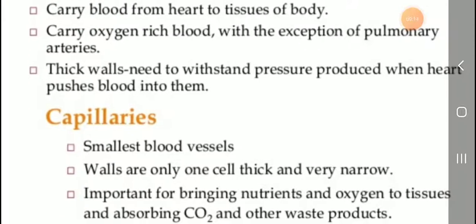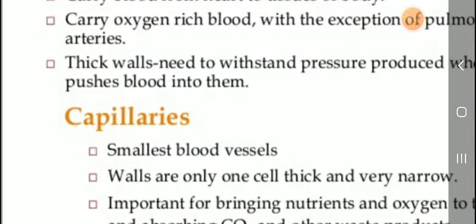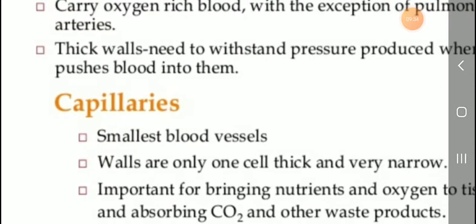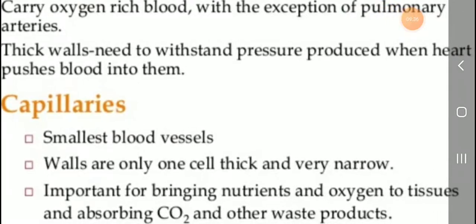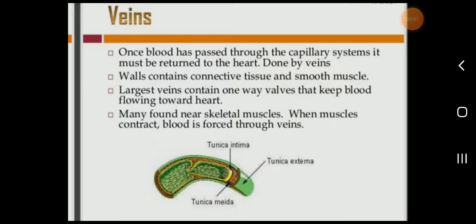Then capillaries. What is meant by capillaries? The smallest blood vessels, that is capillaries. The walls are only one cell thick and very narrow. Important for bringing nutrients and oxygen to tissues and absorbing carbon dioxide and other waste products.